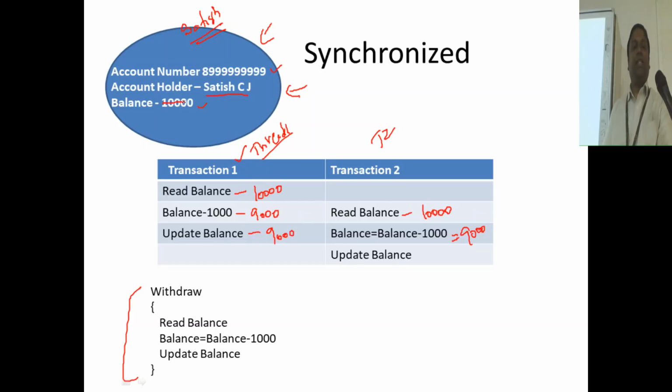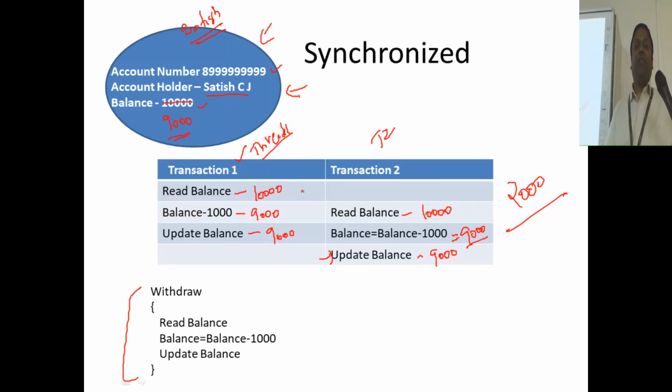While it is performing balance minus 1,000, this guy updates balance to be 9,000. So the balance gets updated for this object as 9,000. Whereas this guy now, he updates balance as what? 9,000. So finally your balance will be updated as 9,000. But then how much have we withdrawn? We have withdrawn 2,000. So there was some issue. These are called memory consistency errors. And this happened because of thread interference.